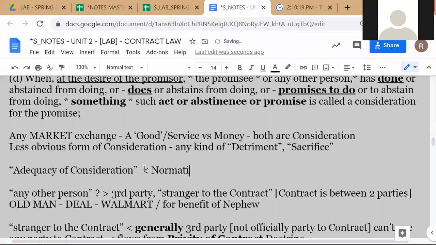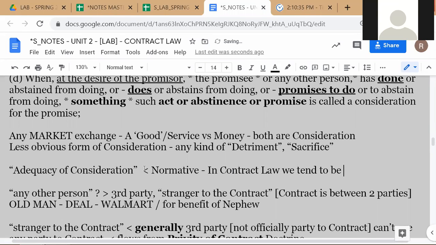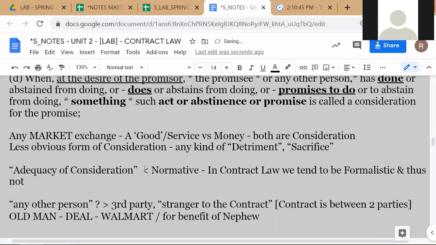So generally, the idea in contract law is that we tend to be formalistic in our approach, and thus avoid getting into normative debates. Now, if you see adequacy, you're getting into normative debates.